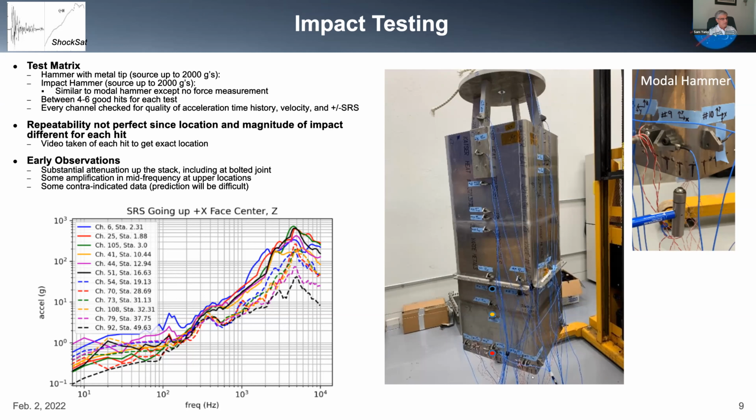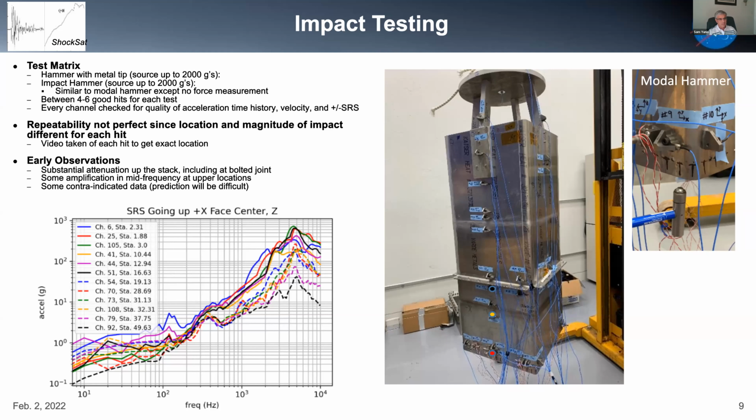As I said, we hit it down in this corner and this corner. We gave, I believe, 6 or 7 versions of that testing. You can see the hammer here. This is a modal hammer, so it recorded force. We saw about 2,000 Gs down here where we actually hit it. We did about 4 to 6 hits for every test just to get statistical convergence on the data, because we know shock may have some statistical properties to it, and so we wanted to make sure we got enough data for that.